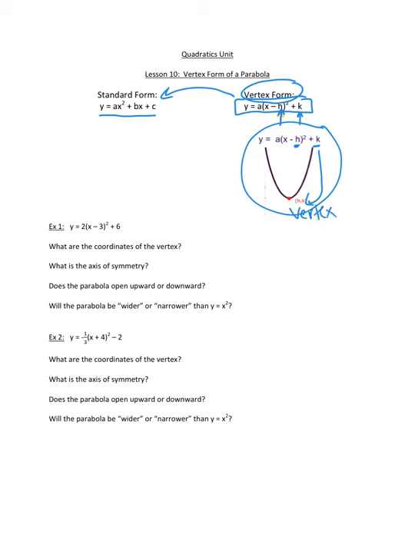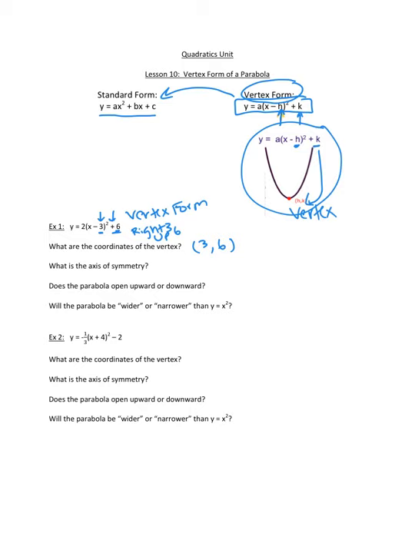So for example, in example 1, I have y equals 2 times x minus 3 squared plus 6. This is vertex form. Again, it's the same parabola that you would have seen in standard form, but things have been reorganized. And you can tell the coordinates of the vertex. Because this is a translation 3 units to the right and 6 units up, the coordinates are going to be 3, 6. So basically you take this number without the minus sign, because it's like opposite world, and you take this number with its sign and put it into coordinates.